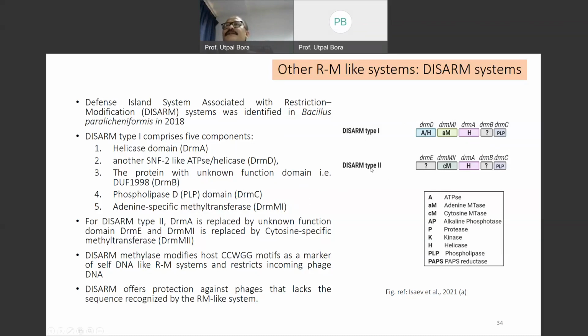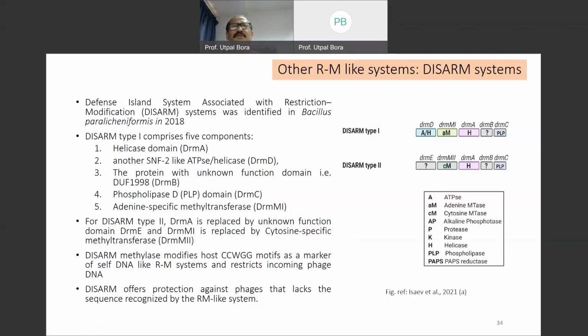So you have a type 2 DISARM system. If you just compare the two figures, you can see there are certain things which are common. DrmA, but DrmE is there, whose function is not known, as well as DrmB, whose function is not known as well. And you have a variation over here, the DrmM2, represented by CM. So here, DrmA is replaced by the unknown function domain DrmE, and DrmMI is replaced by the cytosine-specific methyltransferase DrmM2. So this is the difference between these two. These are recently discovered systems, just in 2018, and you can see they also fall into two types.